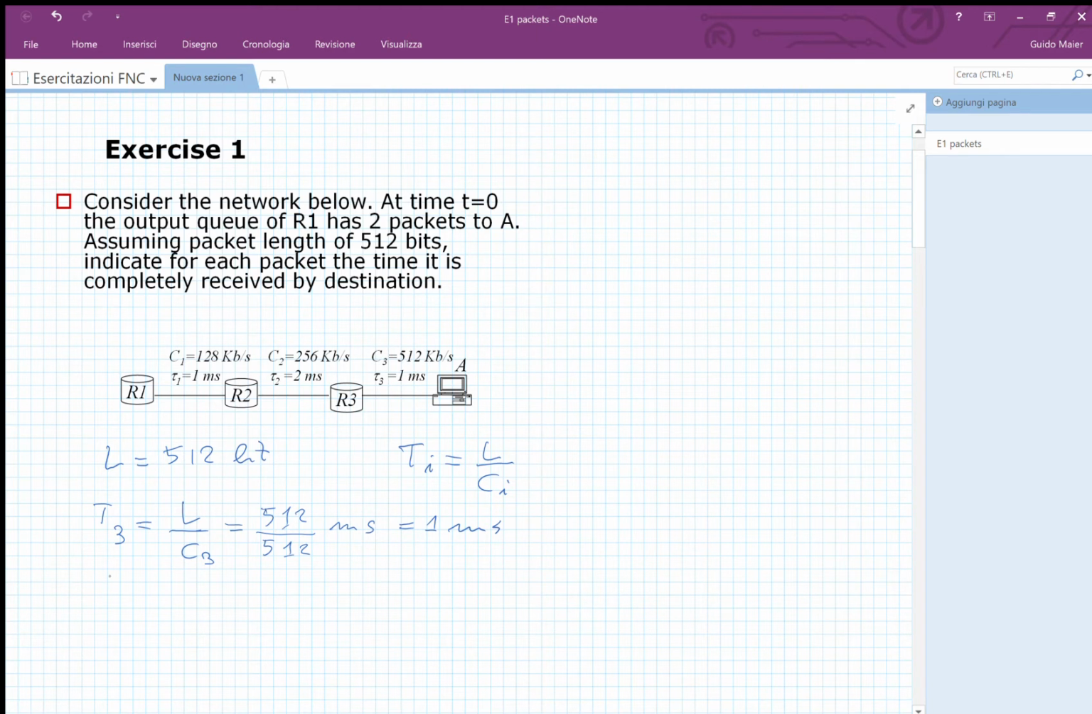Then you have transmission time 2. You see that the capacity of the second link is half of the capacity of the third link. And this means that the transmission time will be twice as much, so it's 2 milliseconds. And on the first link, the capacity is still half the second, so the transmission time will be double, 4 milliseconds.